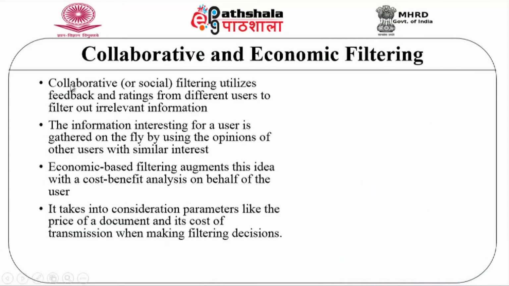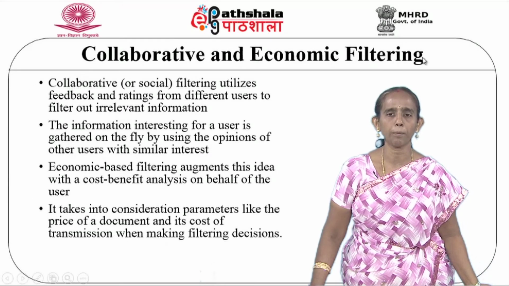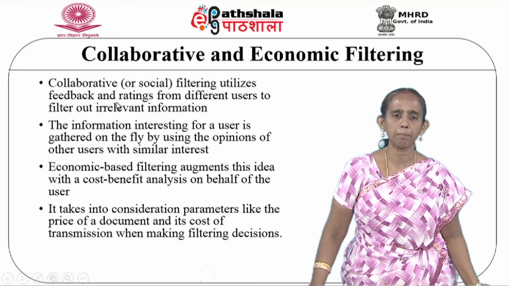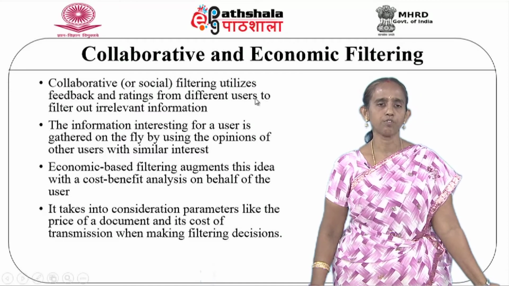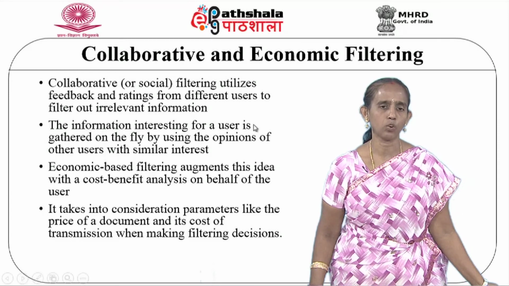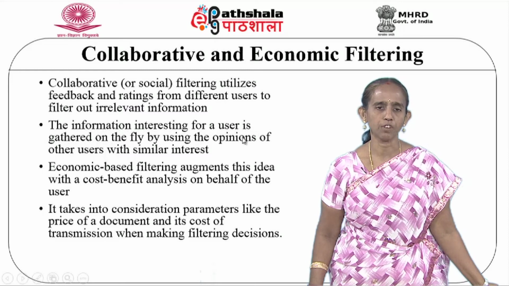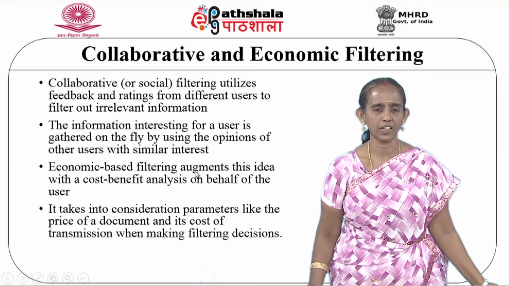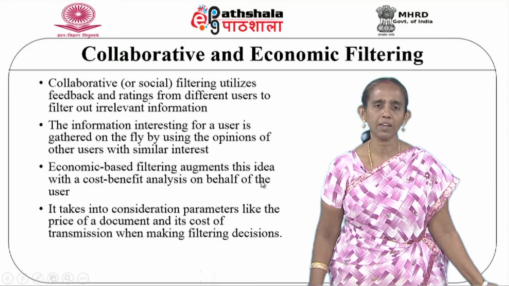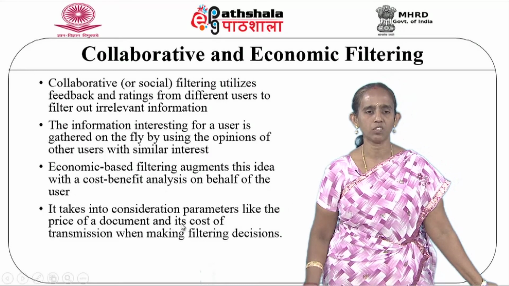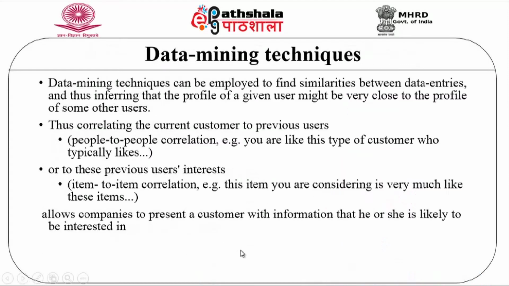The next technique that is being used is the collaborative and economic filtering technique. In collaborative or social filtering, it utilizes the feedback and the ratings from different users to filter out the irrelevant information. The information interesting for a user is gathered on the fly by using the opinions of other users with similar interest. Economic-based filtering augments this idea with a cost-benefit analysis on behalf of the user. It takes into consideration parameters like the price of the document and its cost of transmission when making the filtering decisions.